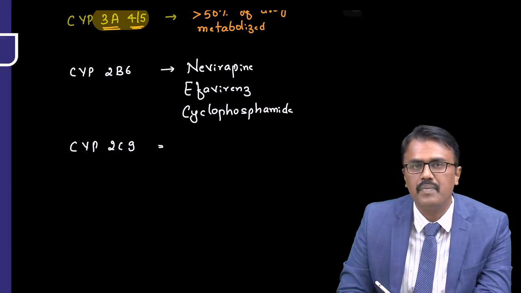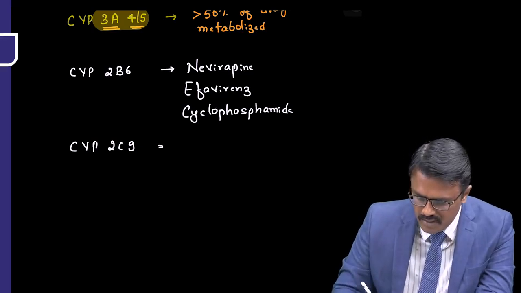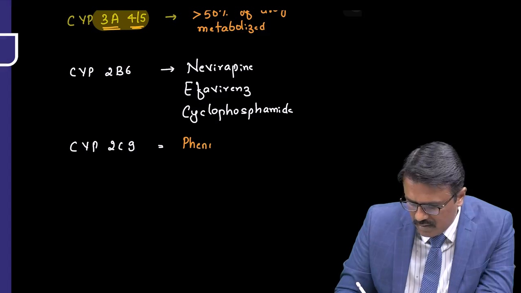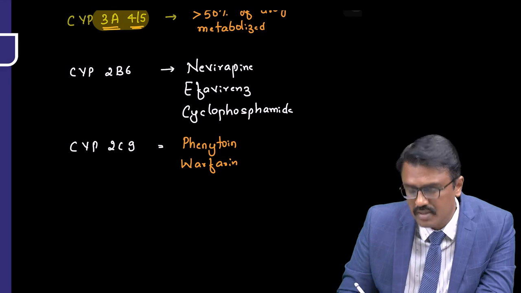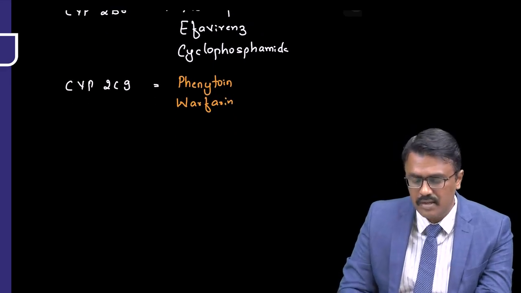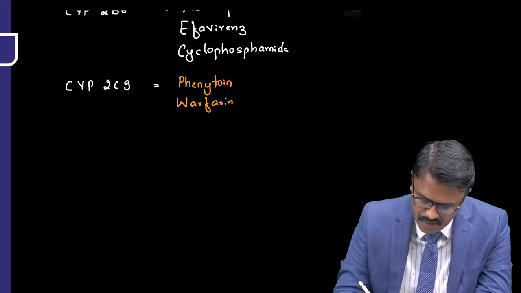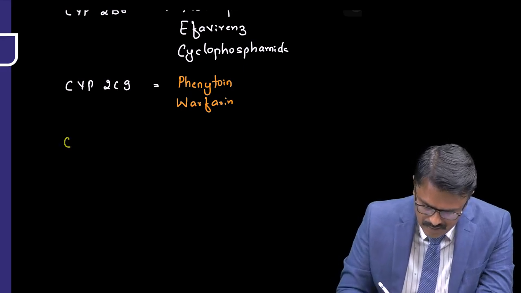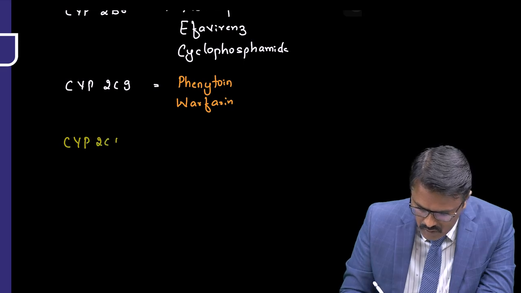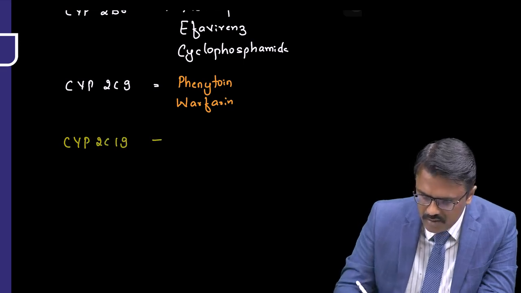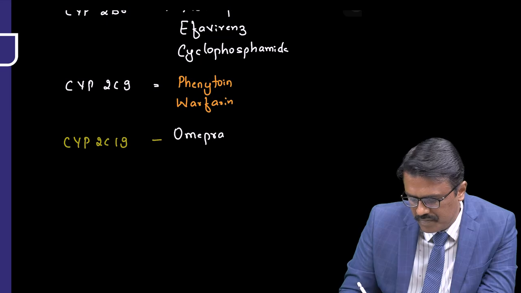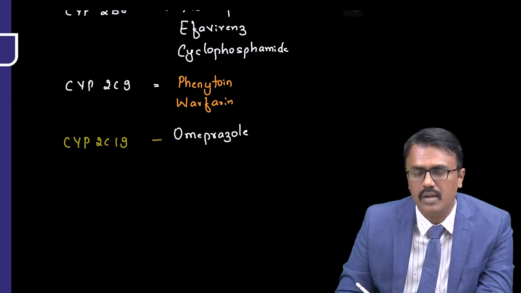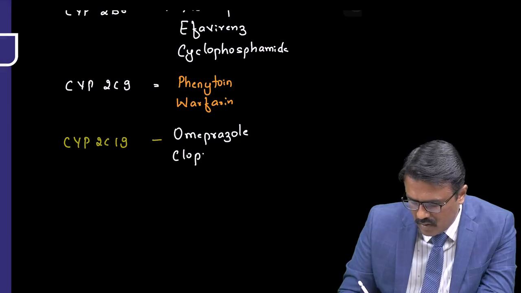2C9. Now, what drugs are metabolized by this? Majorly, it is the drug called phenytoin and an anticoagulant called warfarin. Phenytoin is an anti-epileptic drug. Warfarin is an anticoagulant drug. Similarly, we have another cytochrome, 2C19, and the drugs metabolized by this are a PPI, omeprazole, and an antiplatelet drug, clopidogrel.